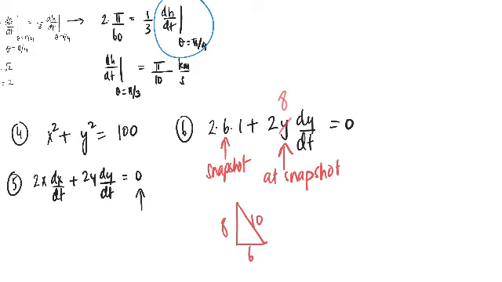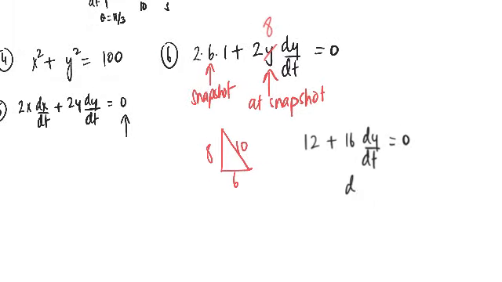And we can solve, because I have now 12 plus 16 dy/dt is equal to 0. So dy/dt is equal to negative 12 over 16, which is negative 3 over 4. And this will be in feet per second. You can check the units for yourself.